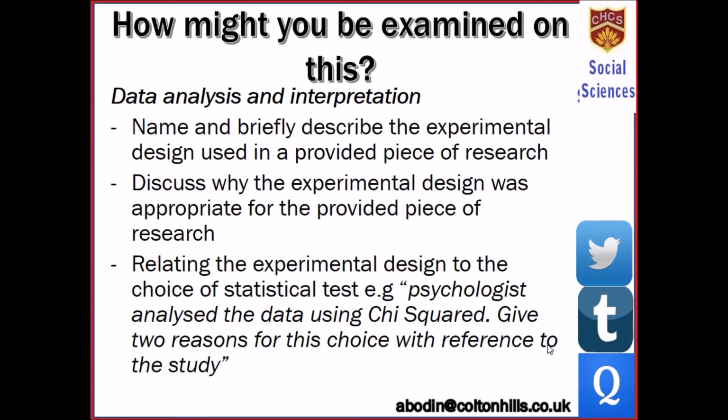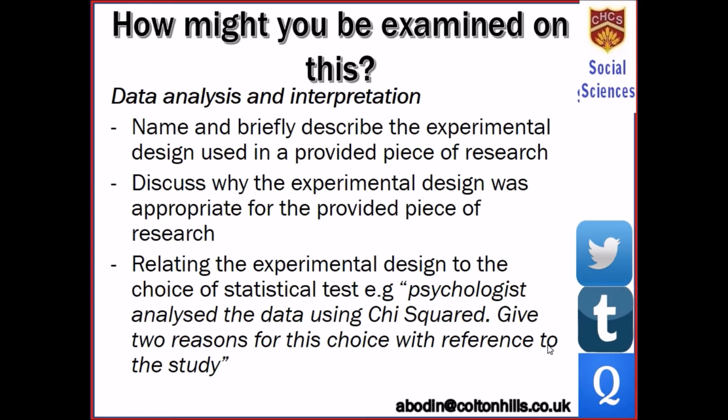So finally, in section C of component 1 paper 1, you may also be examined in this section on experimental design or experiments. And that final point that I've put there relates to what I referred to earlier when we were looking at experimental design and non-parametric tests. This is the kind of question that you could be asked. So, the psychologist has analysed their data using chi-squared. Give 2 reasons for this choice with reference to the study.